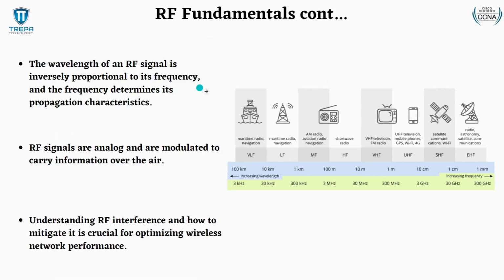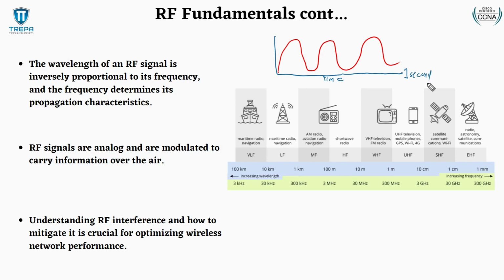Okay, some more fundamentals. So the wavelength of an RF signal is inversely proportional to its frequency. And the frequency is going to determine how it propagates, or its characteristics. So what do we really mean by that? So again, if we draw our chart up here again, and let me just change the color for the actual sine wave here. Let's say we got something like that. And on our axis down here, let's say this is time. So this is 1 second in time.